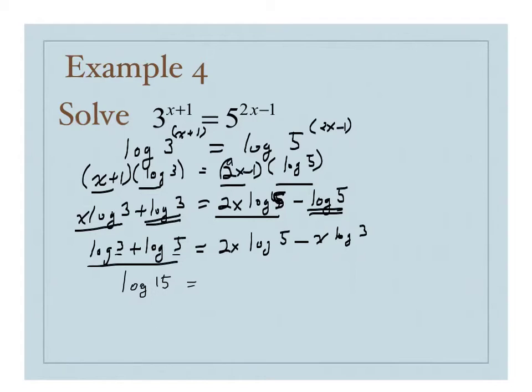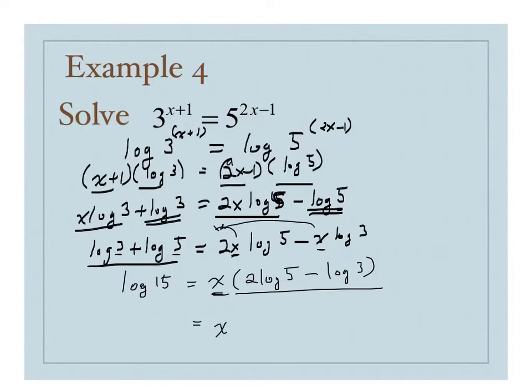And on this side we can actually factor out this x here. So we're going to pull this guy out. We get x times 2 log 5 minus log of 3. Now I want to get x by itself, so I'm going to divide both sides by 2 log 5 minus log 3. So what I end up with is x equals log of 15 all over 2 log 5 minus log 3.